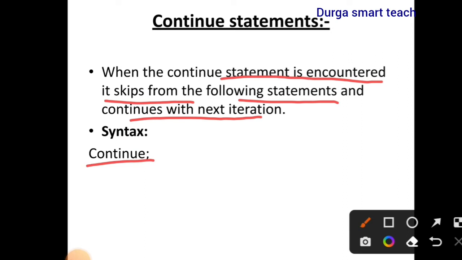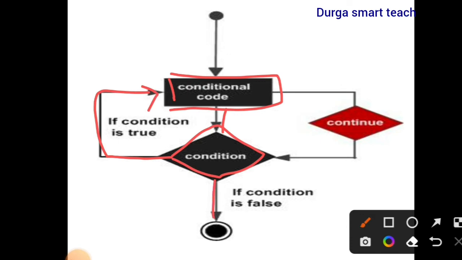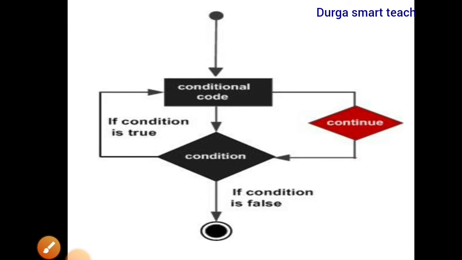Let's see the flow chart. Here we have statements, the condition, and I am checking the condition. If the condition is true, the statements are again executed. If the condition is false, it terminates. So whenever you use continue, it skips only single statements and prints the next statements. Let's see the example for better understanding.